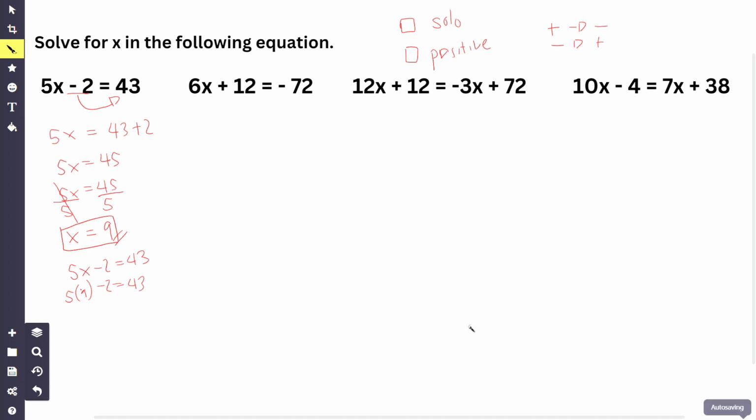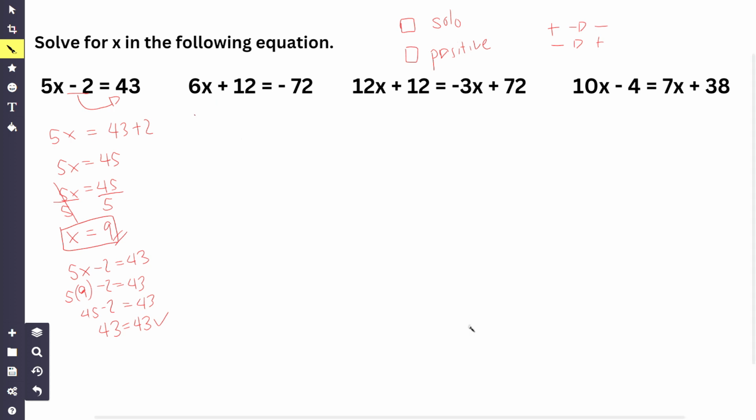Now, what's 5 times 9? Oops, sorry for that. 5 times 9 is 45. Minus 2 equals 43. Now let's check. What's 45 minus 2? That's 43. Equals 43. Is this correct? Of course. 43 equals 43. So that's how we check, okay? Just in case you're doubting your answers. Anyway, let's continue on the next example. However, if you want to try this one first, you can pause the video, okay?